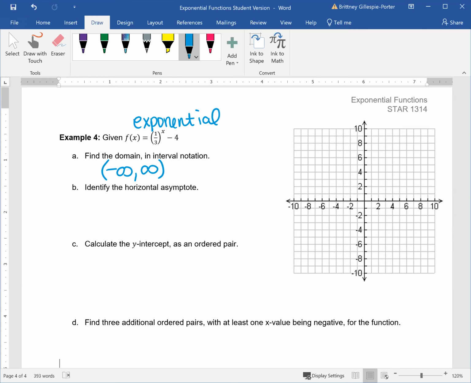Okay. Our horizontal asymptote is whatever is added or subtracted at the end, which means that we have a horizontal asymptote of y equal to -4.